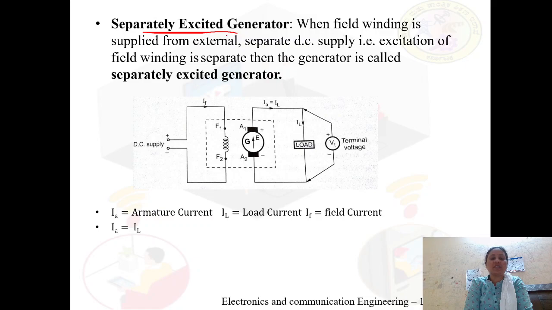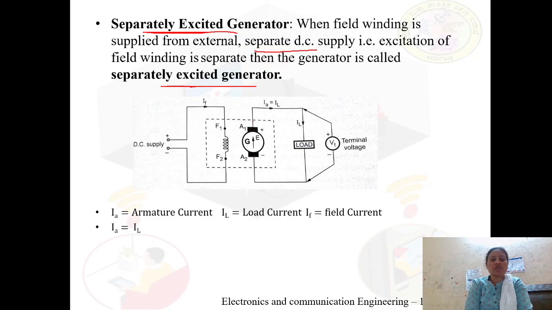As the name indicates here, we use a separate, external DC supply to provide the excitation to the field winding, or to provide the current to the field winding. If we use a separate or external DC supply, we call such generators separately excited DC generator. We use an external supply to pass the current to the field winding. Okay, we call them separately excited DC generator.